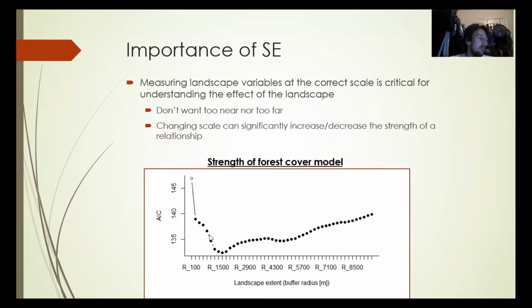Even not the very worst versus the very best, but even some of the slightly bad ones can have a very significant effect on our ability to detect the effect of the landscape on rabbit abundance. So if we were to measure the landscape at the incorrect scale, say up here or all the way out here, we might come to a faulty conclusion that the amount of forest cover does not affect rabbit abundance, when in reality it does, but we just have to be measuring it at the correct scale.